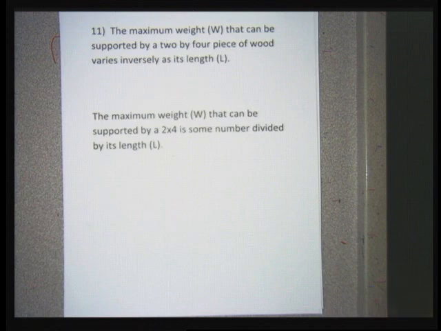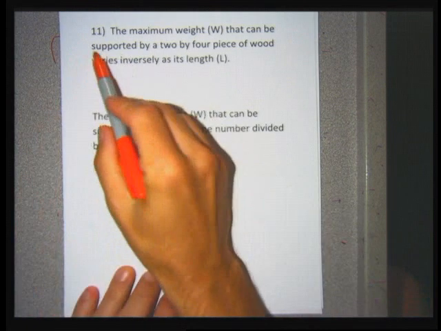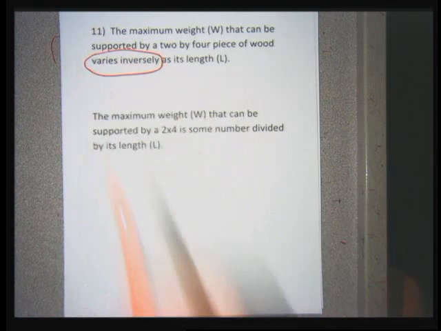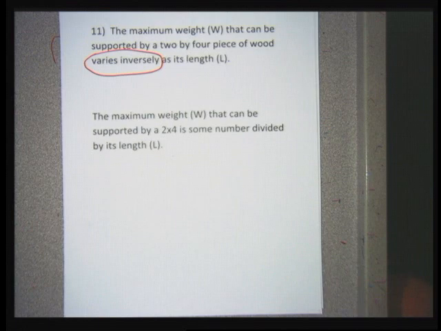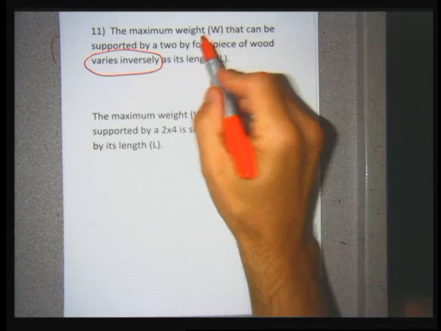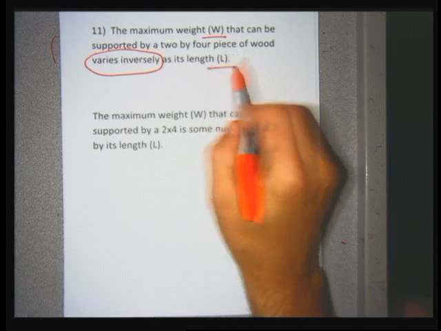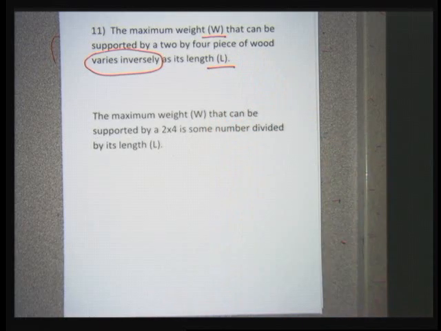So immediately as I look through this problem, I see the word varies inversely. And once I see the word varies inversely, I know I'm going to form a fraction with a k in the numerator. I know the letter that's going to go to the left of the equal sign, and I know the letter that's going to go in the denominator. It's just a matter of whether I need any exponents or radical signs.